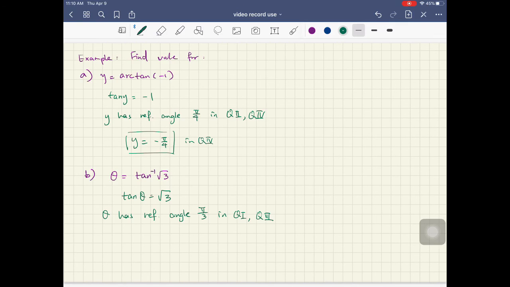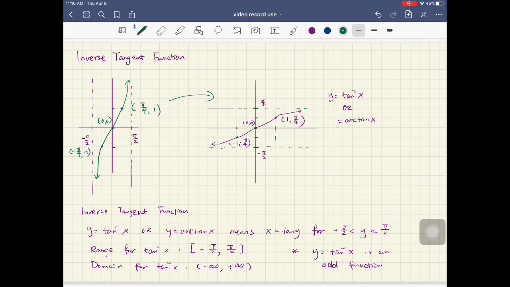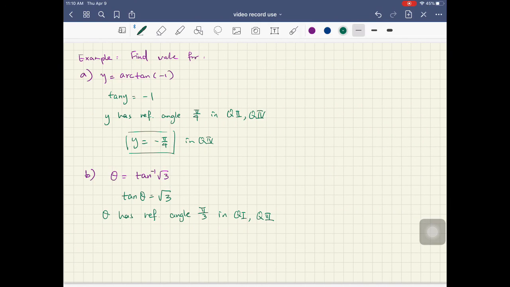And then the range for the tangent inverse is between negative pi over 2 and pi over 2, which means from quadrant 4 to quadrant 1. So we're going to use the positive one in quadrant 1, pi over 3.